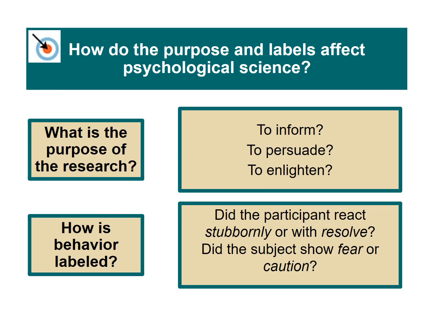Another thing to consider is, how do the purpose and labels affect psychological science? So what's the purpose of the research? Is it to inform, persuade, enlighten? And how is the behavior labeled? Did the participant react stubbornly or with resolve? Did the subject show fear or caution? So these are all things to consider when we're talking about psychological science and the research that's involved with it.